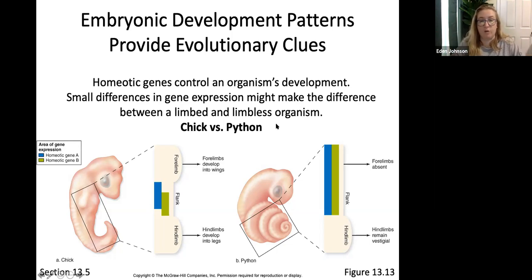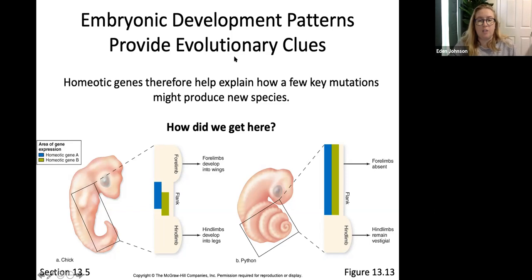So that is incredible. Homeotic genes therefore explain how very few key mutations might produce new species. How did we get here? You have different homeotic genes expressed in different ways. You have novel mutations that are going to cause new body plans, and then speciation happens. So literally the differences in homeotic genes between species are how we have this diversity of organisms in the world. It's pretty incredible.